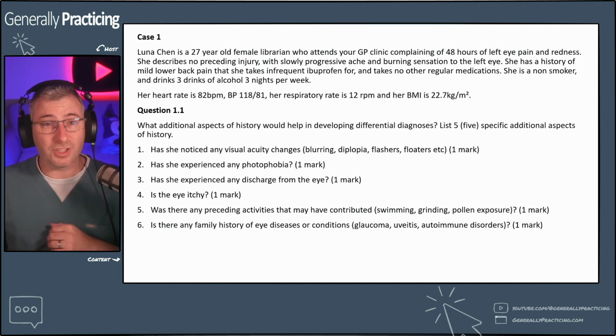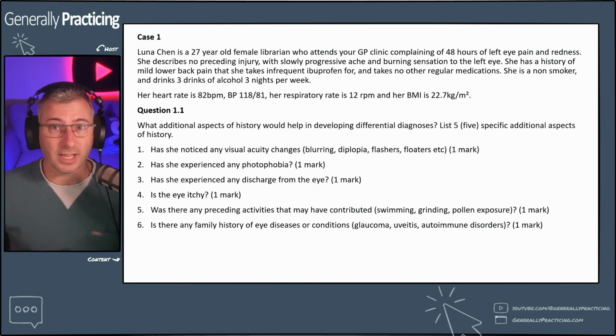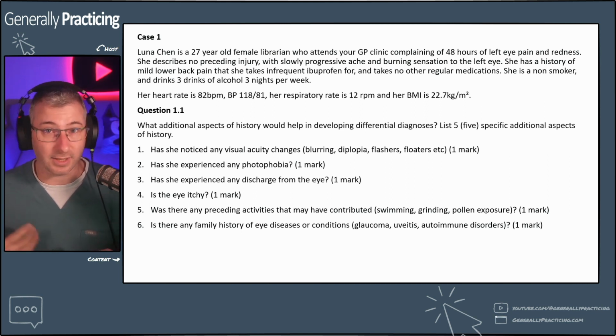Is the eye itchy? Again, kind of leading into a bit of that kind of atopy area. And was there any preceding activities that may have contributed? Now, they have specifically said there was no preceding injury, but that is not quite the same thing as any particular exposure, and that could be something that brings out, say, a pollen exposure, and again highlighting the atopy, or of course the dreaded grinding, because there's always some kind of construction work or grinding that occurs, and there's a foreign body there for sure.